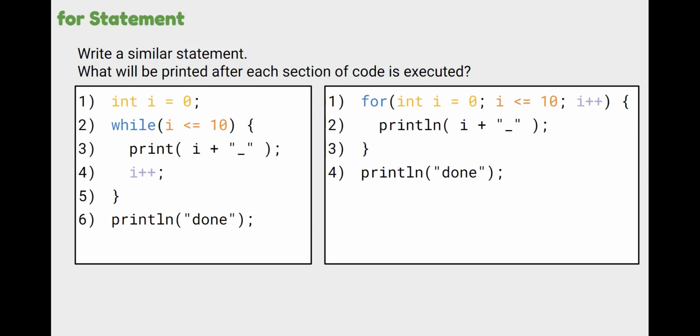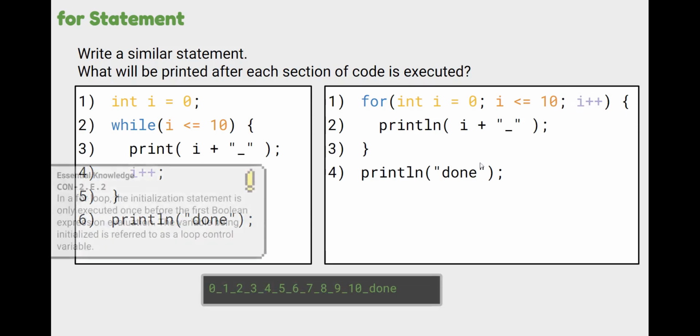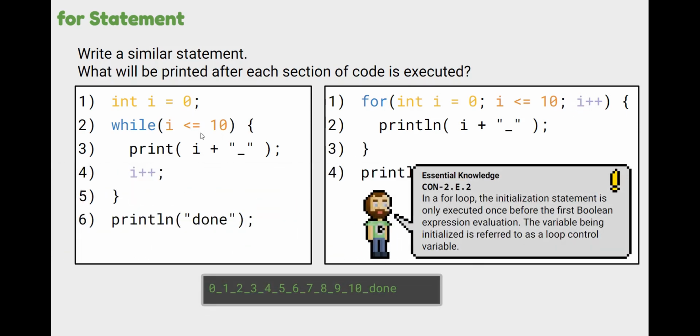So now both of these are equivalent pieces of code. They both do the same thing. They both will print out the numbers 0 through 10 with an underscore after them. So we're starting at 0 for both of them. We're looping while we are less than or equal to 10 for both of them. We're printing the current number and an underscore for both of them. And then we're incrementing both of them by 1. So 0 through 10, all with underscores. And then finally, we'll hit that last line where we print done.